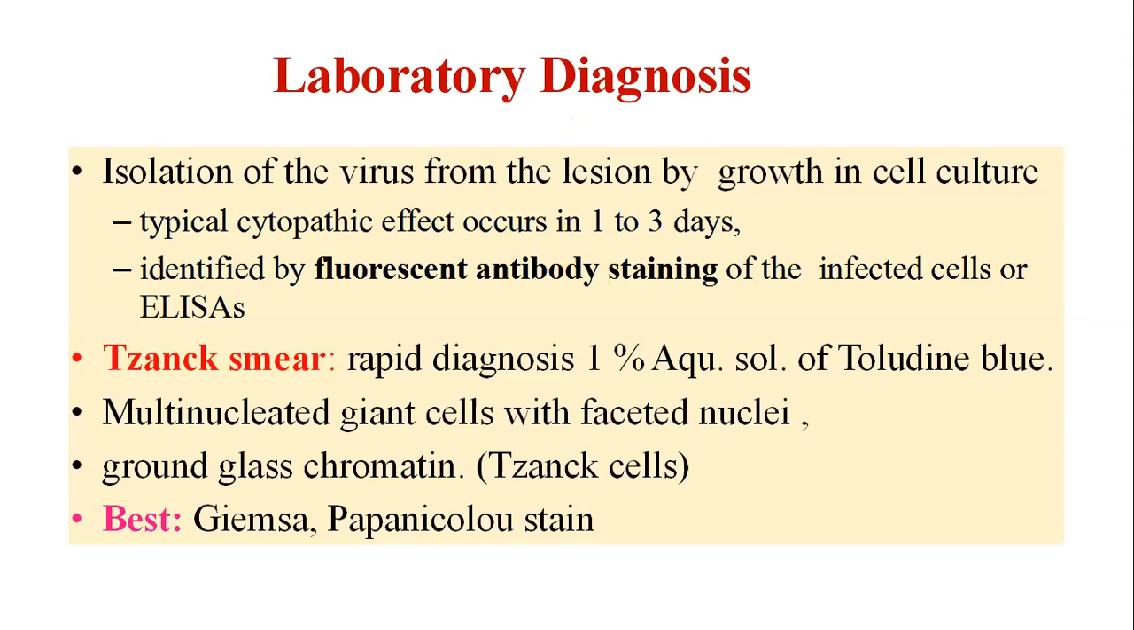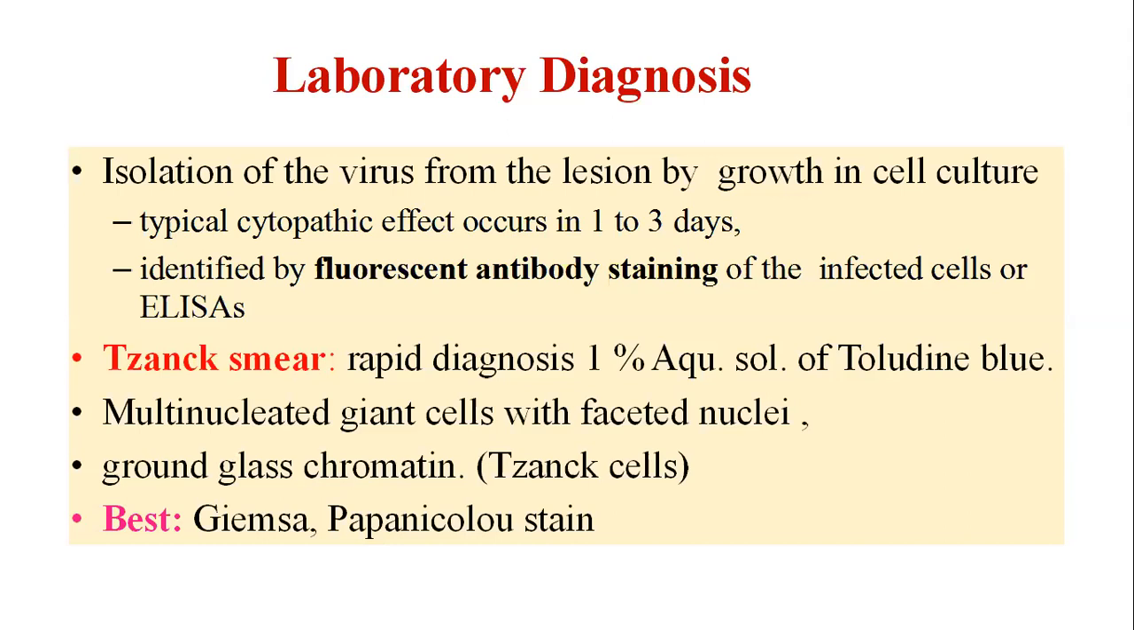Isolation of the virus from the lesion by growth in culture, and then look for the typical cytopathic effect that may occur within 1 to 3 days. I have already shown you the picture of how the cytopathic effect will look in the different cell lines. It may be monkey kidney cell lines. It may be HeLa cell lines. It may be human amnion cell lines.